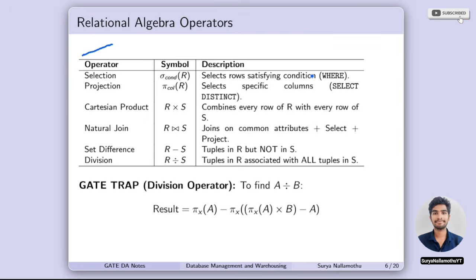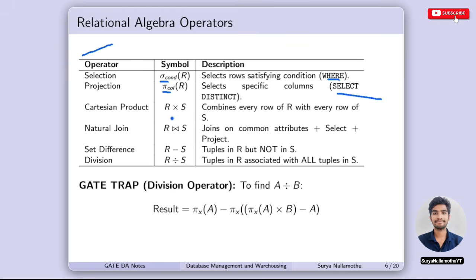The condition means where. This symbol indicates select, where. It means selecting the rows by applying this symbol. If it is projecting, it means select distinct. This symbol is equal to this keyword. That is very important.